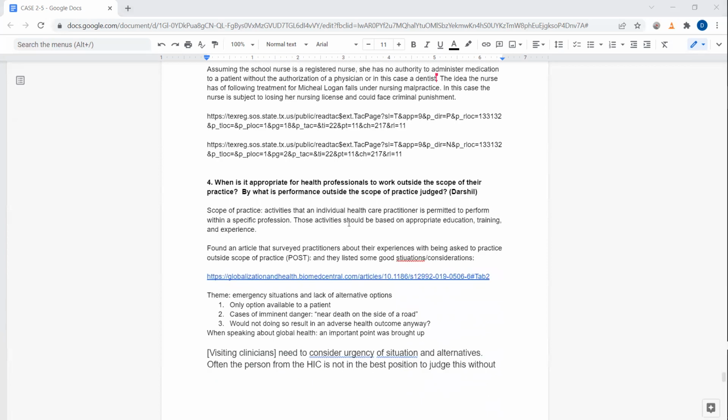The next question asks us to discuss when it's appropriate for health professionals to work outside the scope of practice. And although difficult to answer, a good way to look at it is in the context of global health. Our group discussed an article where they interviewed several healthcare practitioners that had traveled to a global health setting and asked them under what circumstances they have seen others or they themselves practice outside of the scope of their practice.